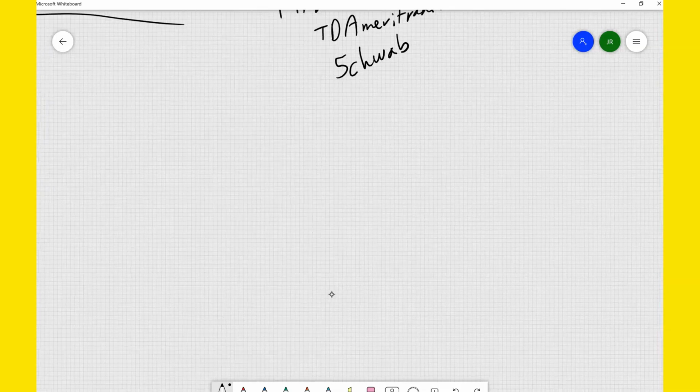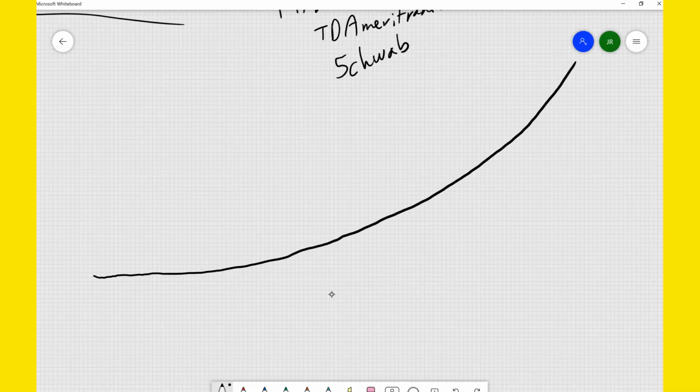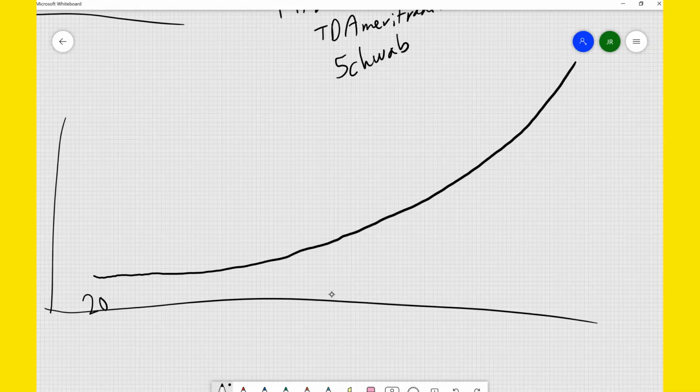Let me show you mathematically what's happening here. This is the power of the exponential function. This is the value of your money over time. Here you are at age 20. Here you are at age 30. It hadn't grown very much. Here you are at age 40. It's grown a pretty decent chunk by age 40.